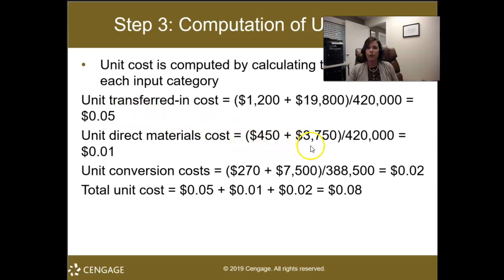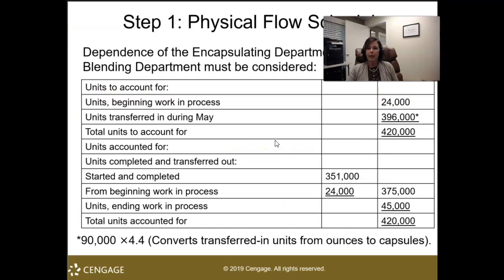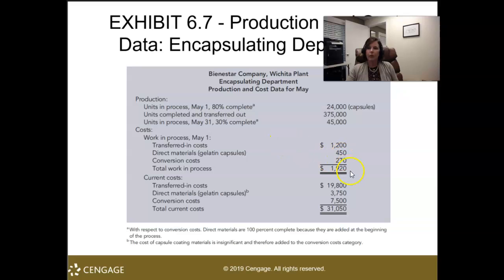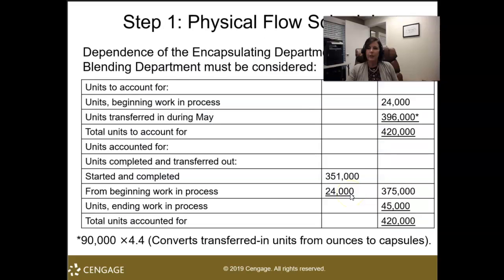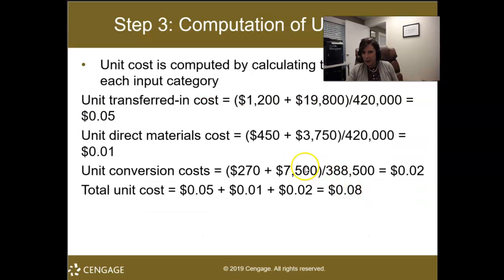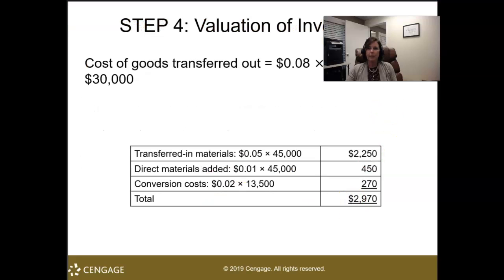Now going back and looking at our materials costs again, and I said I wasn't going to do this, but here I go anyway, 450 and 37.50 for direct materials, which gets us to 1 cent. I won't jump back on the conversion costs because I think you get the picture at this point, but we add those together and divide those by the 388.5, and that gets us 2 cents a unit. So we've got a total unit cost of 8 cents a piece.